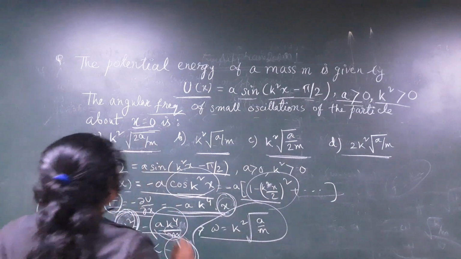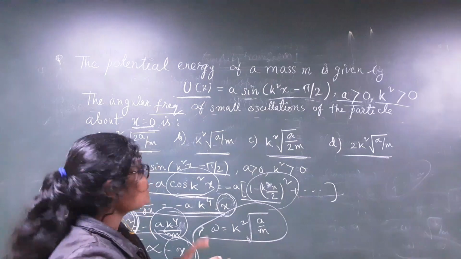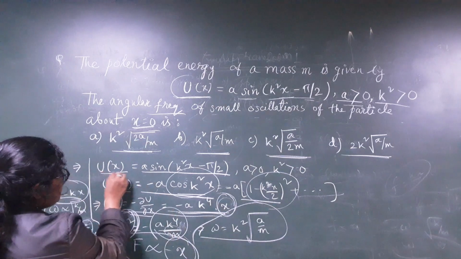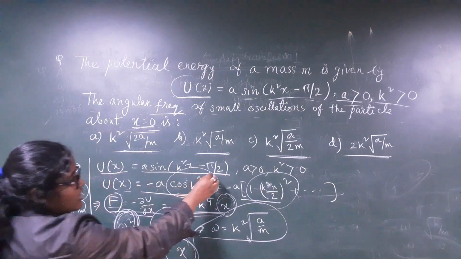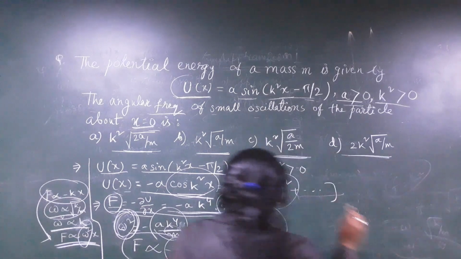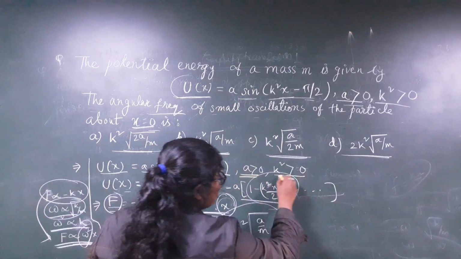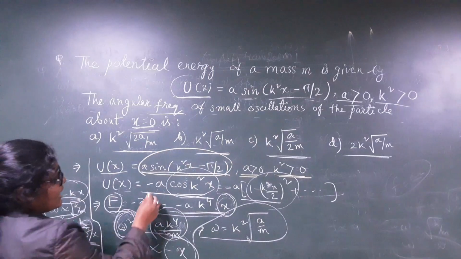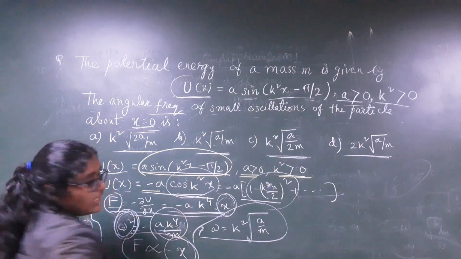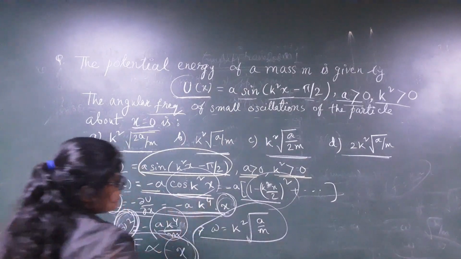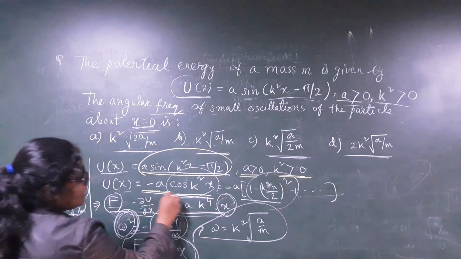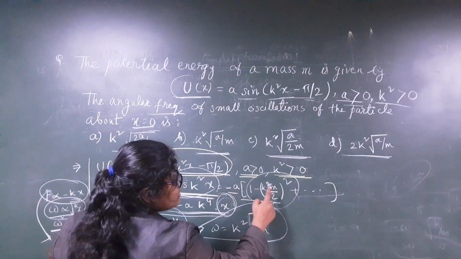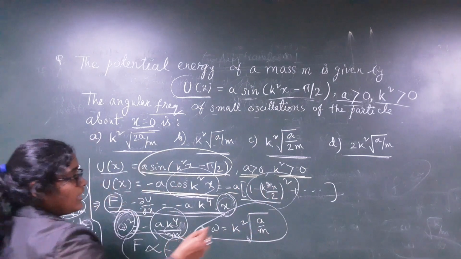So first of all, you have to understand what the question is and what information is given. You are given the potential energy in the form U(x) equals A sin(k²x - π/2), where A is greater than 0 and k² is greater than 0. We can write A sin(k²x - π/2) as minus A cos(k²x). So cos(k²x) can be expanded, and we can write this as minus A into 1 minus (k²x/2)² whole square, and so on.